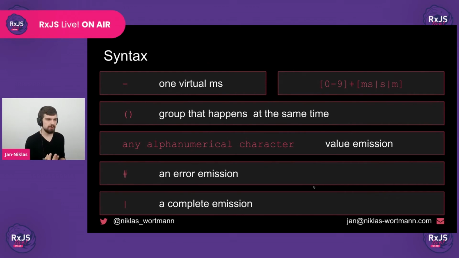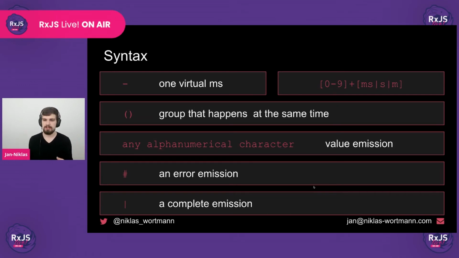So let me guide you through this real quick. You have the normal dash, which represents 1 virtual millisecond. Virtual means that this is scheduled virtually. You can also combine this with values in milliseconds, seconds, minutes, and so on to make it a little bit more flexible if you have an observable that takes ages.